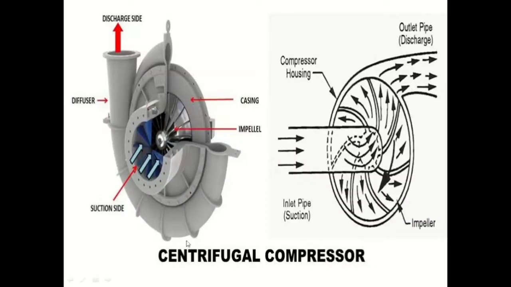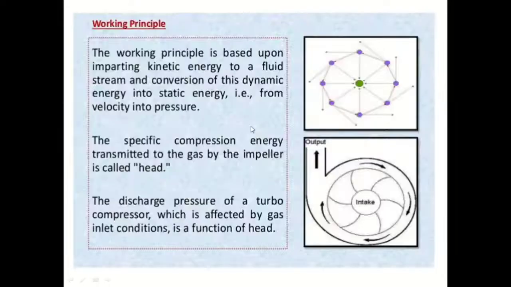This diagram represents a 3D figure of a centrifugal compressor. Here you can see the impeller and casing. This casing represents the volute, and the outer portion is the casing which covers the impeller, diffuser and the volute. The air discharge takes place through the upper portion. This is the 3D figure of a centrifugal compressor.